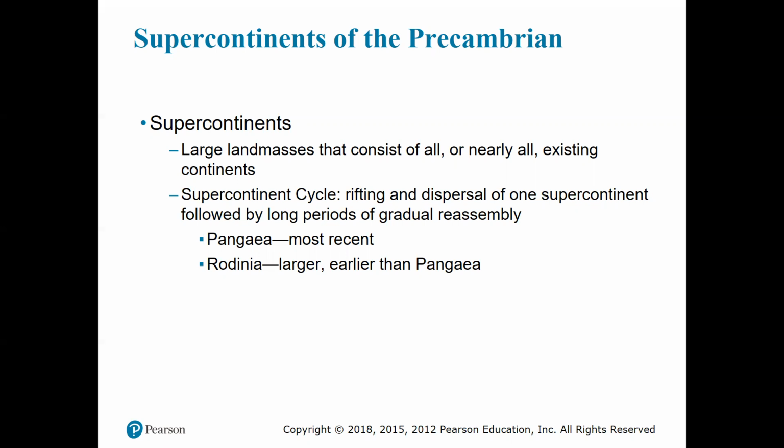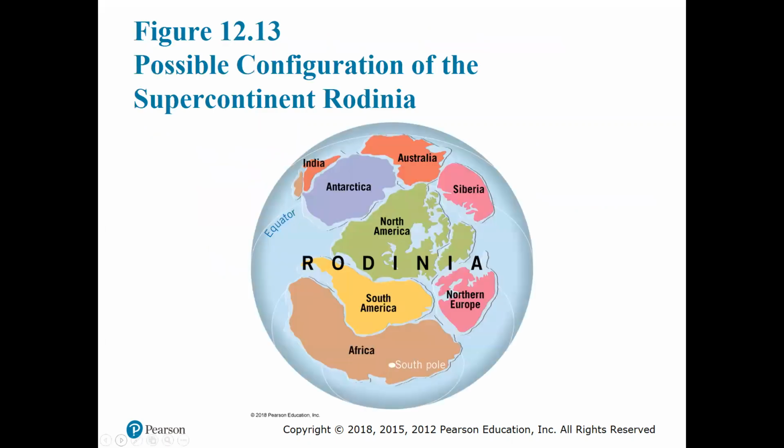Its configuration is a lot different than Pangaea. So here is what we believe from evidence that Rodinia looked like. And it started splitting apart between 800 and 600 million years ago. And by the end of the Precambrian era, many of them had reassembled, producing Gondwana or Gondwanaland and Laurasia.